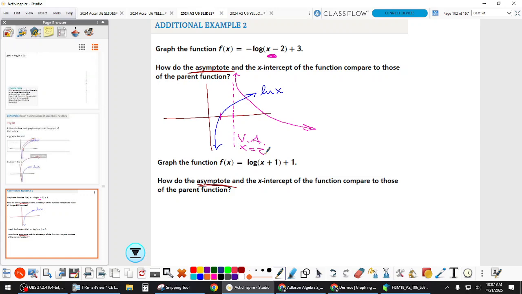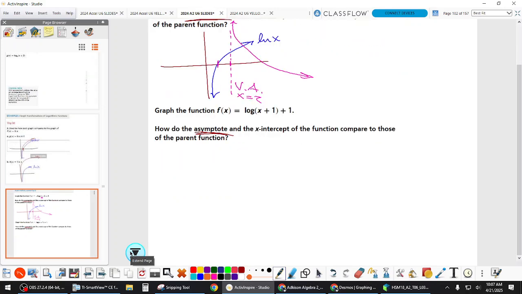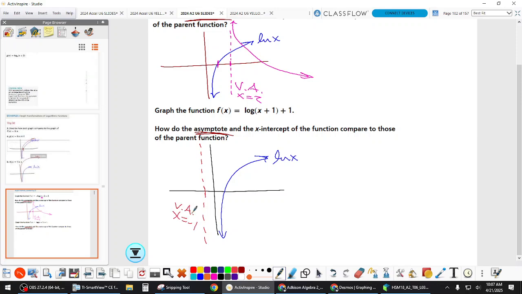How'd that one go? Mid. Okay. Yeah. How about this next one? Okay, good. Our new vertical asymptote is at -1. And then a shift up one is not super different from what we have here. Something maybe like that.